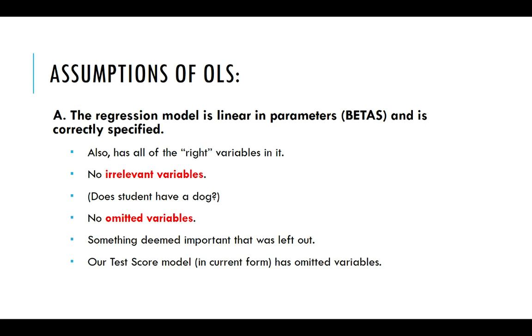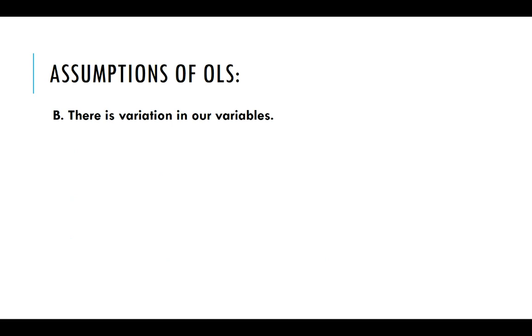So you get the idea. The regression model is linear in parameters, the coefficients, and it's correctly specified, meaning we have no irrelevant variables and no omitted variables. All right, that's A. Not too hard to understand. Now, second is B. There is variation in our variables.